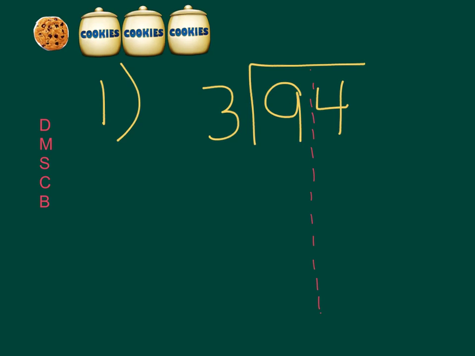So if I go through my 3's, I got 3 times 1 is 3, 3 times 2 is 6, 3 times 3 is 9. Hey! Lands right on 9. So that's perfect. It took 3 3's. So I'm going to write the 3 right up here above the digit I'm working with. So now I'm done with my divide.